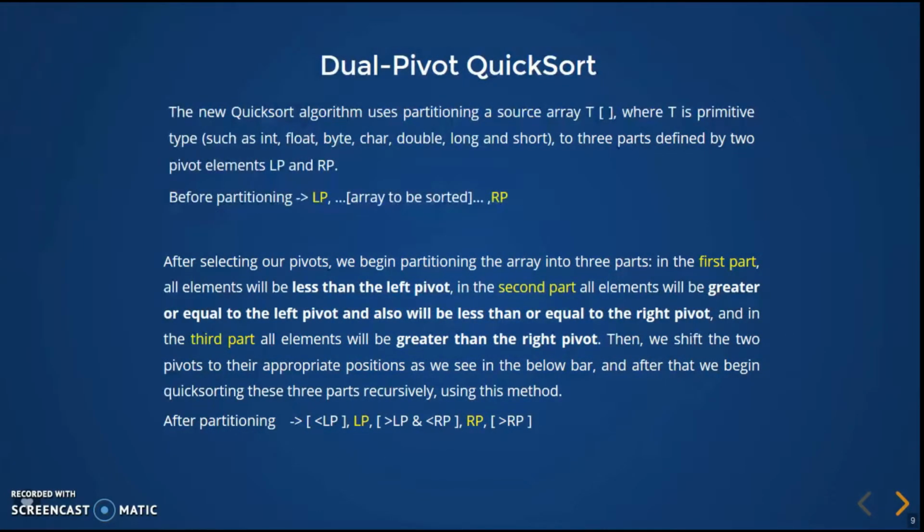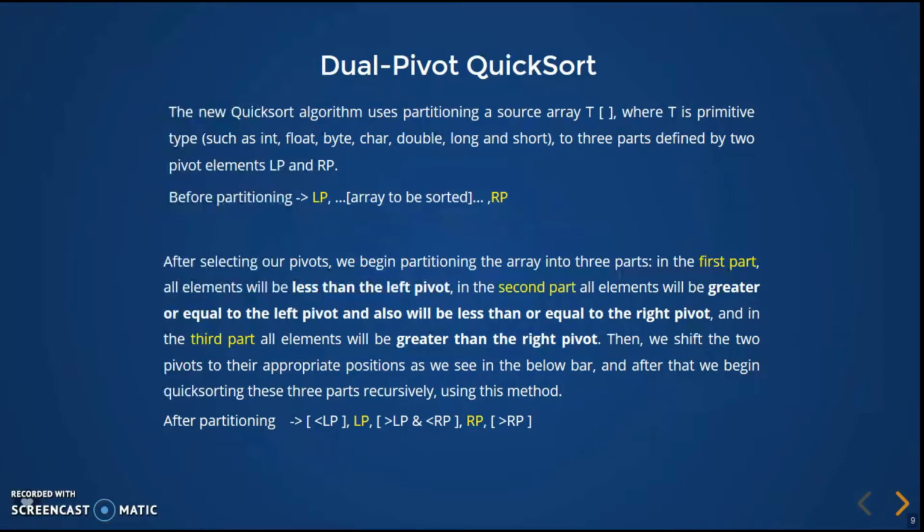So, dual pivot QuickSort. The new QuickSort algorithm partitions a source array of type T, where T is a primitive type such as int, float, byte, char, etc. It divides the array into three parts with the help of two pivot elements, the left pivot element and the right pivot element. This is how the array looks before partitioning: left pivot element, then the array elements, and the right pivot element. After selecting our pivots, we begin partitioning the array into three parts.